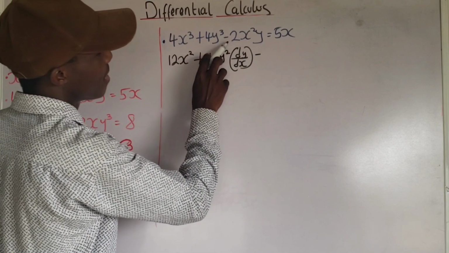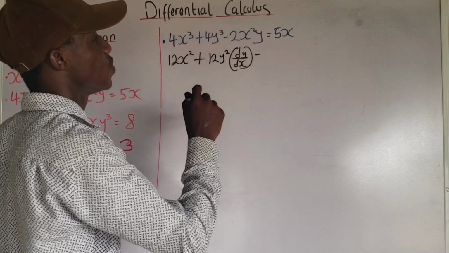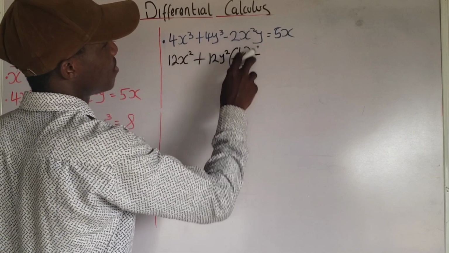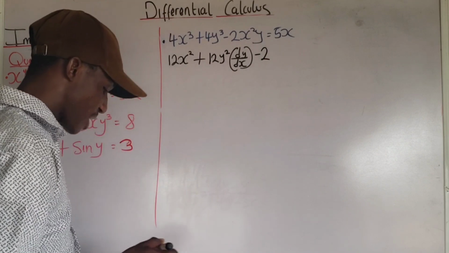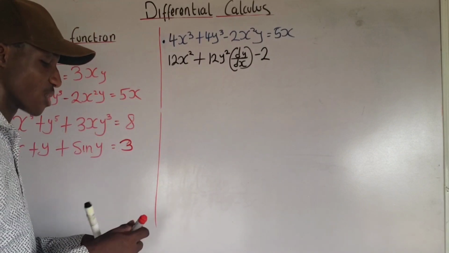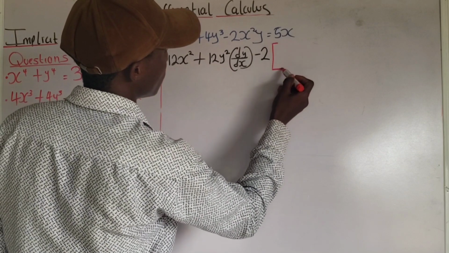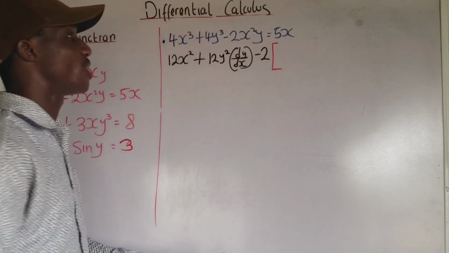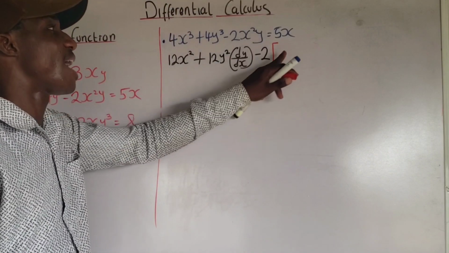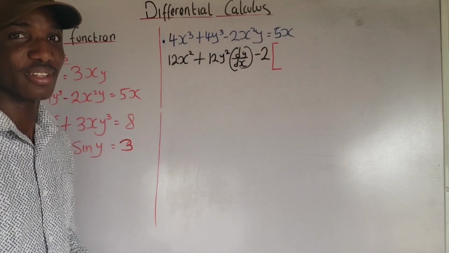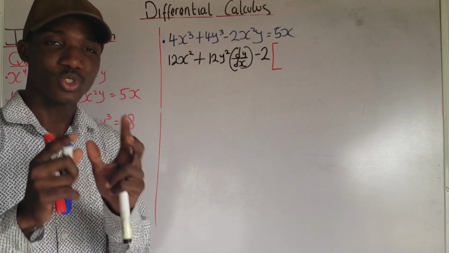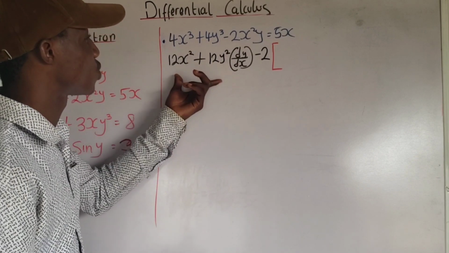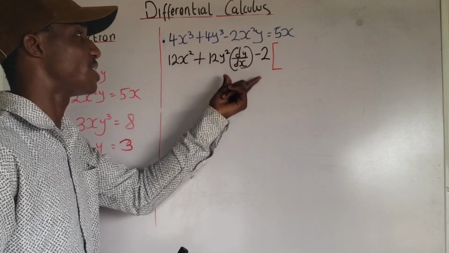Now, we have minus 2x²y. Let me put minus 2. Now, let us find the derivative of x²y. When I take the derivative of x²y, I'm going to put it inside the bracket. You see, it's simple. All you have to do is pay attention. I'm very sure you understood how I got 12x² plus 12y² dy/dx.